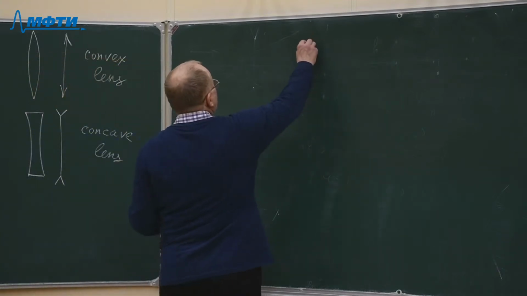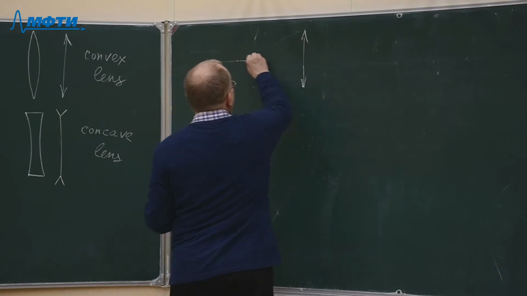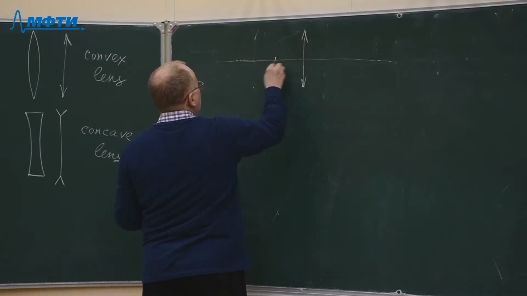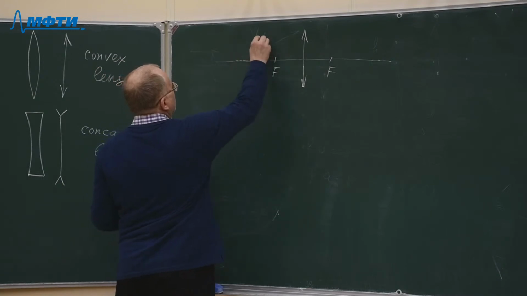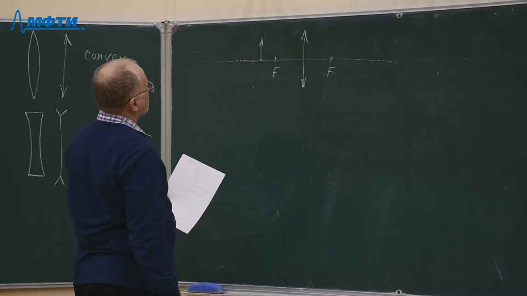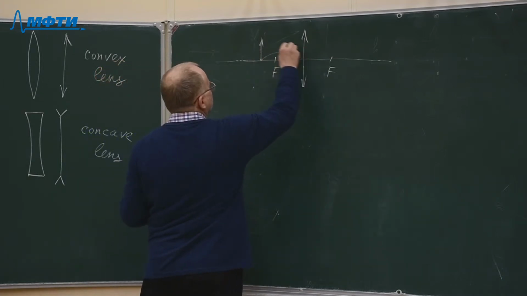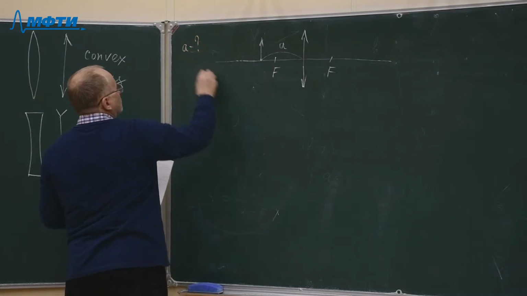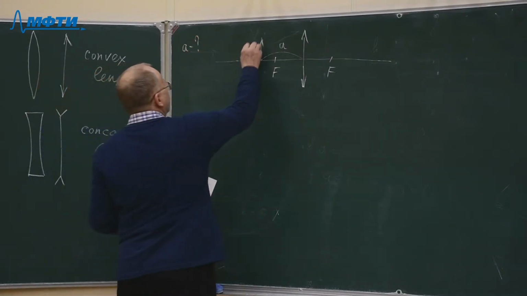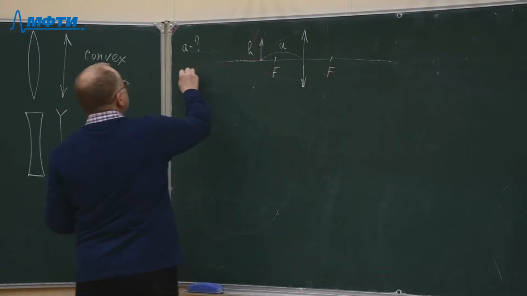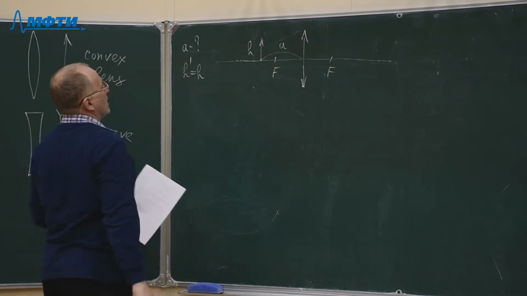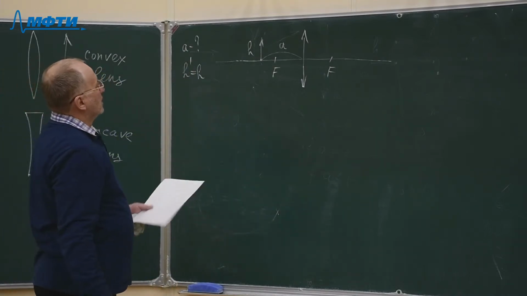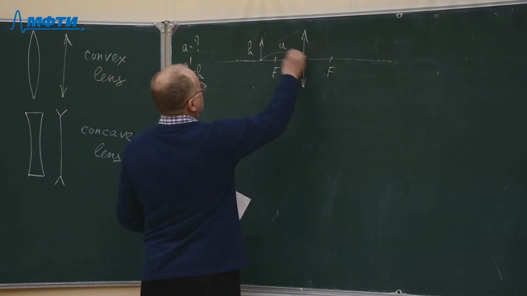So we have a convex lens and its principal axis, and there are some focal distances to both sides of the lens, and we have an object placed somewhere, for example here, and we need to find at what distance A from the lens we have to place an object so that the image of this object has the same size, the same height. The height of the image h prime equals the height of the object. How to form an image you know very well.